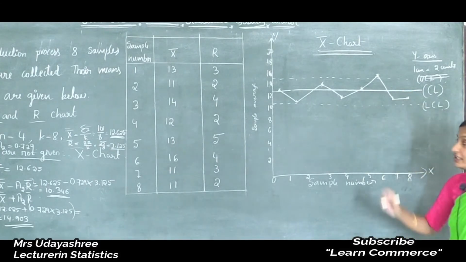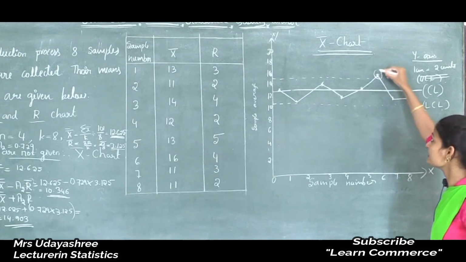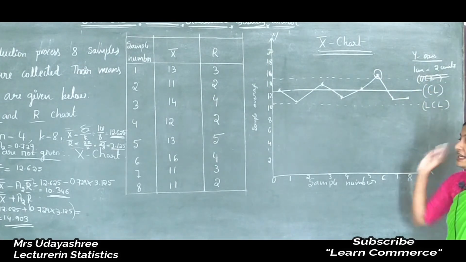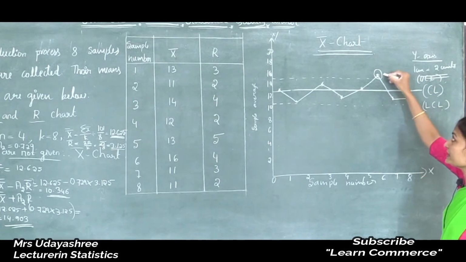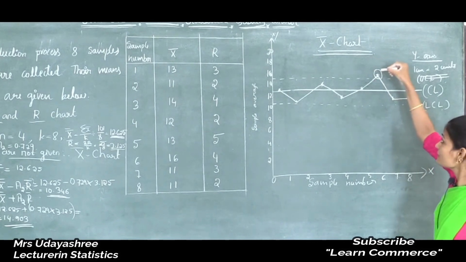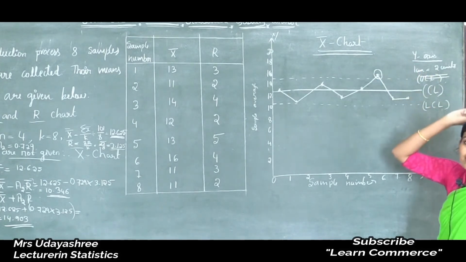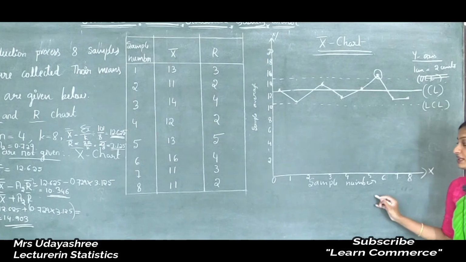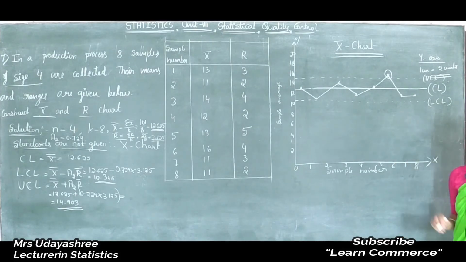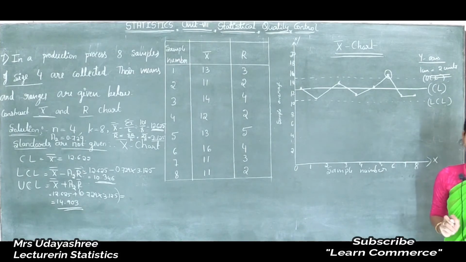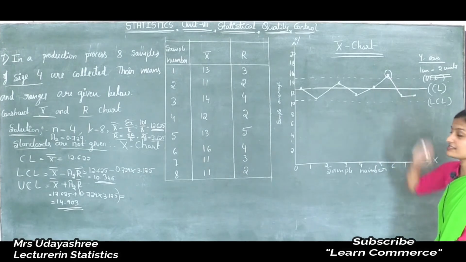And here you can observe this point lies outside the control limit. In the sense that here, in the X bar chart, one sample point lies outside the control limit. So the conclusion is that here the production process is not under control. Okay, this is all about the X bar chart.